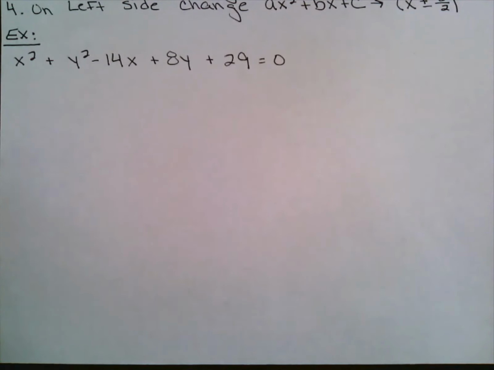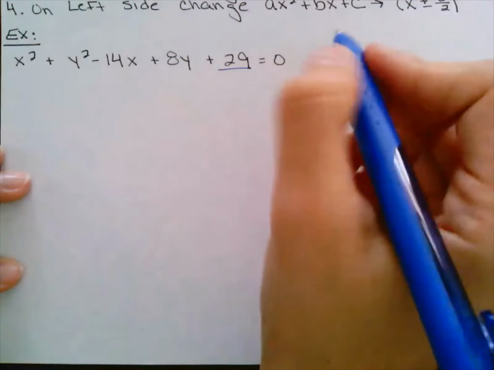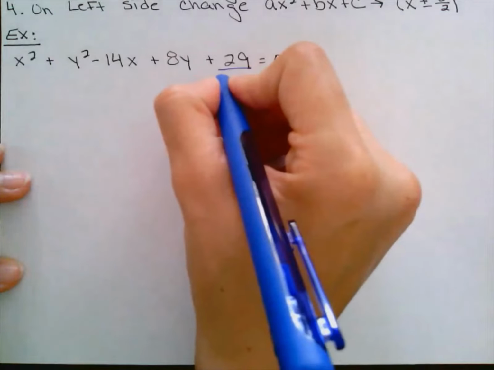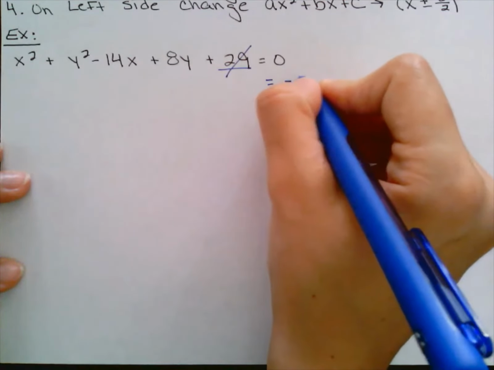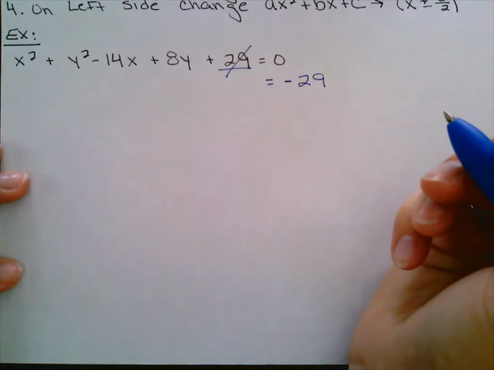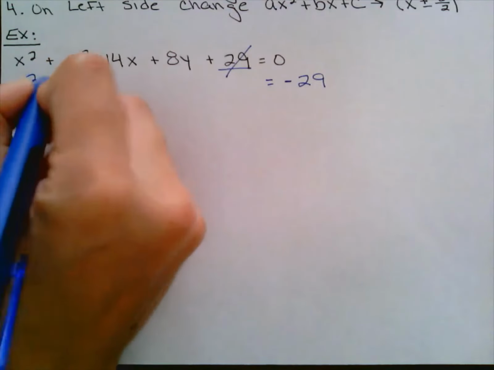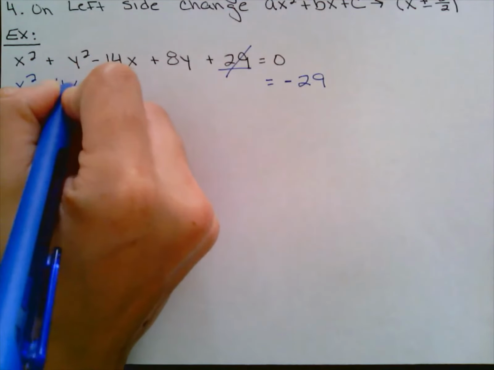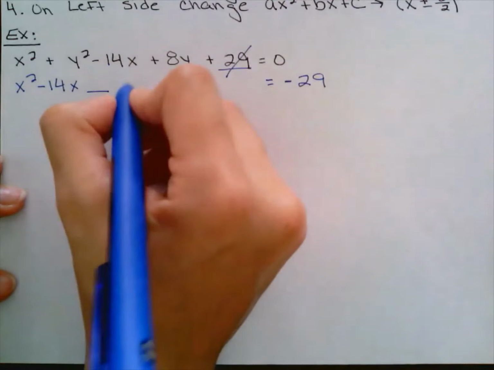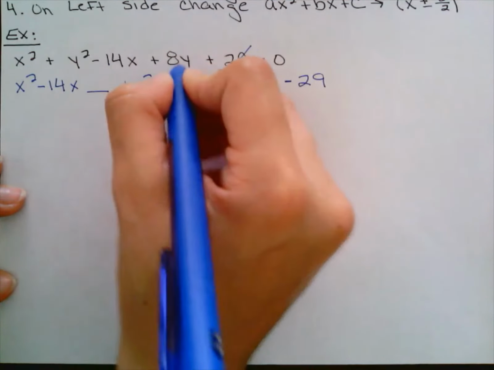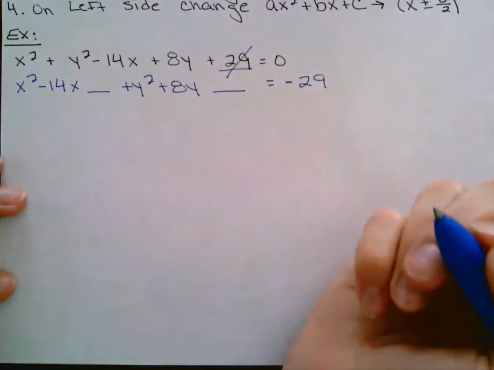All right, so we said step 1 was to move this constant to the right side. So if I subtract it here, it's going to say equals negative 29. I'm going to combine my terms on the left side, so I'm going to say the x squared, the negative 14x, and then I'm going to leave a blank. I'm going to do the same thing with the y's. I have a positive y squared, I have an 8y, and then I'm going to leave a blank.